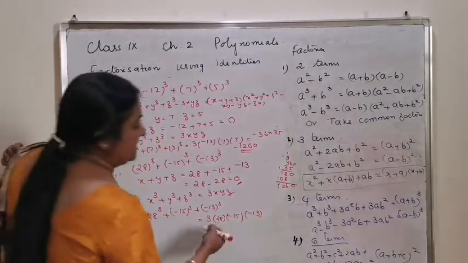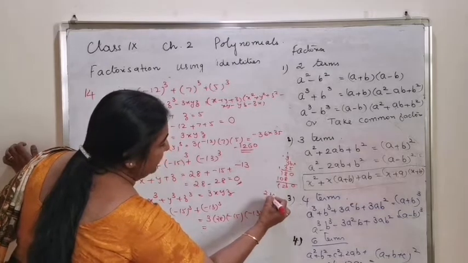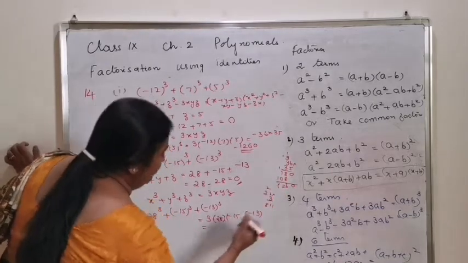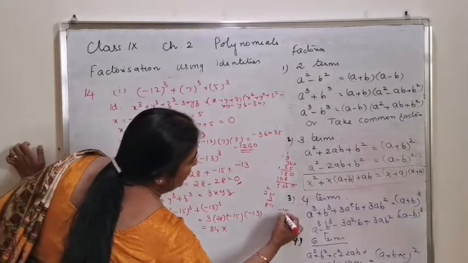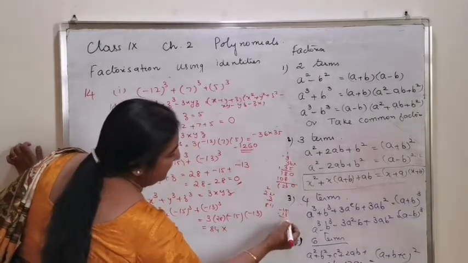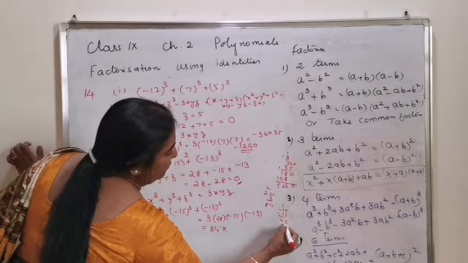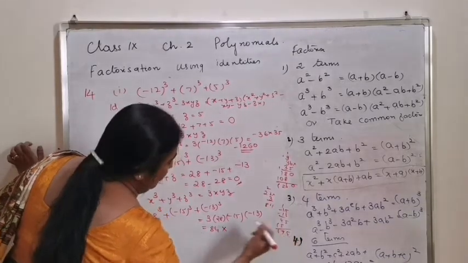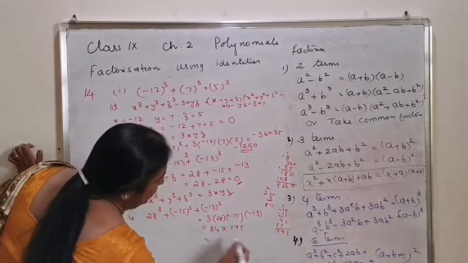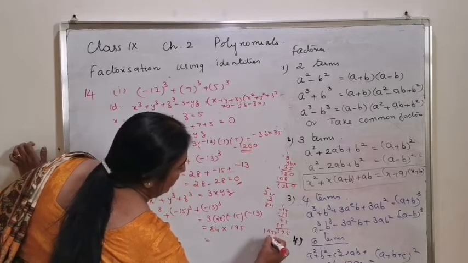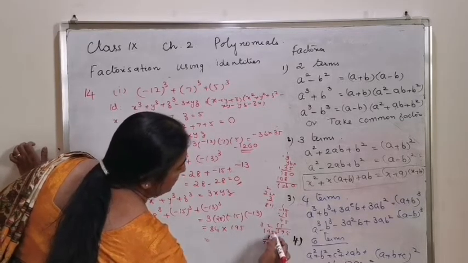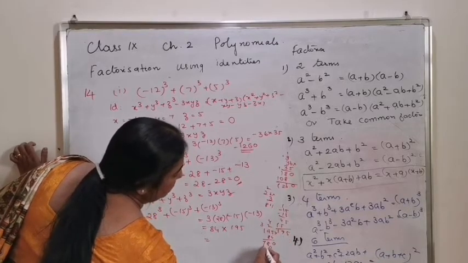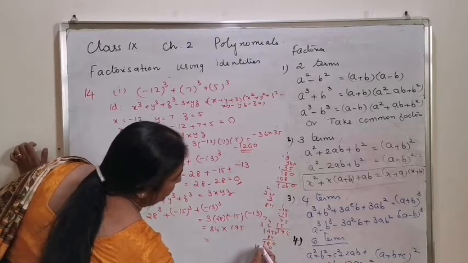So 28 into 3, 8 3s are 24, 84. 84 into minus 15 into minus 13 will be a positive number. 3 plus 1, 4. 195. Again, 195 into 84.